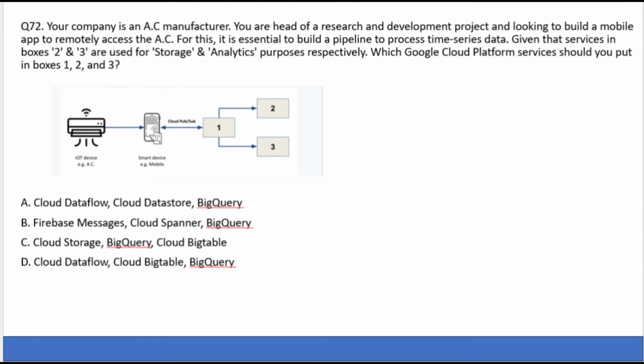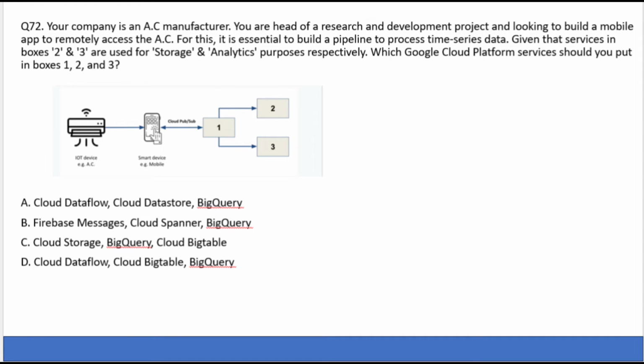Let's take a look at each of these options. Option A, Cloud Dataflow, Cloud Datastore, BigQuery. Option A is not correct because here Datastore is not the right database for time series data analysis. Option B, Firebase Messaging, Cloud Spanner, BigQuery. Option B is incorrect because sending data from Firebase Messaging to Pub/Sub does not make any sense.